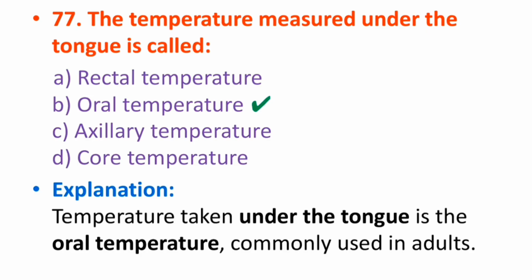The temperature measured under the tongue is called: option A, rectal temperature; option B, oral temperature; option C, axillary temperature; option D, core temperature. The correct answer is option B, oral temperature. Temperature taken under the tongue is the oral temperature, commonly used in adults.